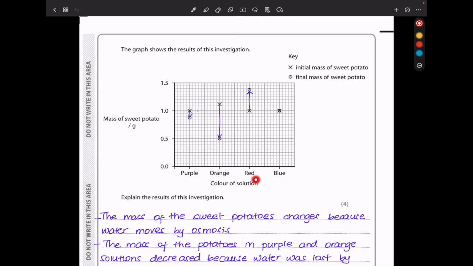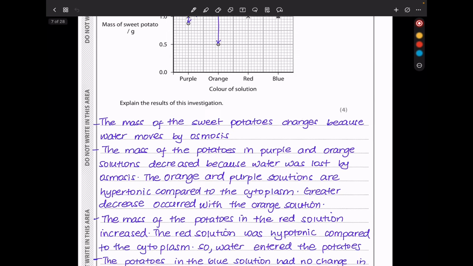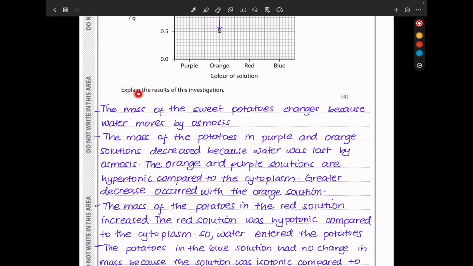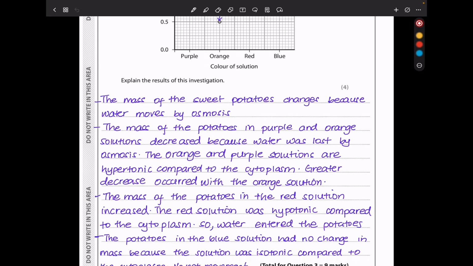The mass of the one placed in the red solution increased. This means the solution was hypotonic, so water entered into the sweet potatoes by osmosis, increasing the mass of the potato. And for this one, there was no change. That means the solution was isotonic. This is solution blue. So there was no change in the mass of the potato because there was no net movement of water. They say, explain the results of this investigation.